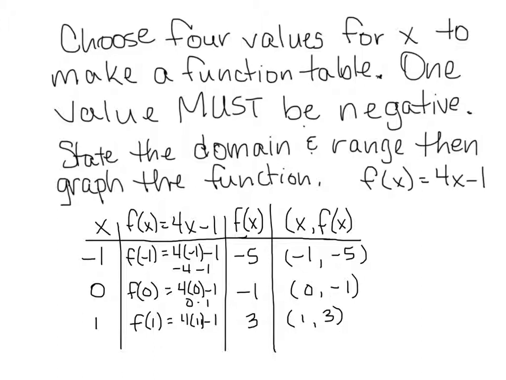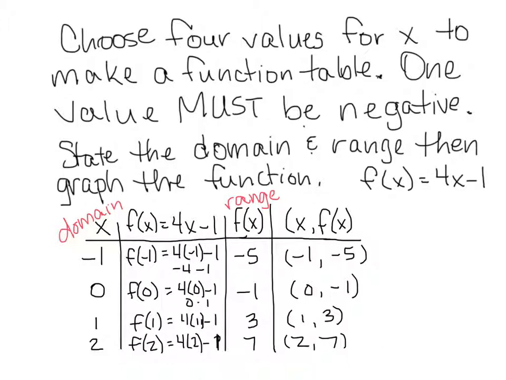The last value that I'm going to choose for x is 2. And I find f of 2. 4 times 2 is 8. 8 minus 1 is 7. My ordered pair, 2, 7. You're asked to state the domain and the range. Your domain is the x coordinates that you chose. Your range is the y coordinates that you chose.